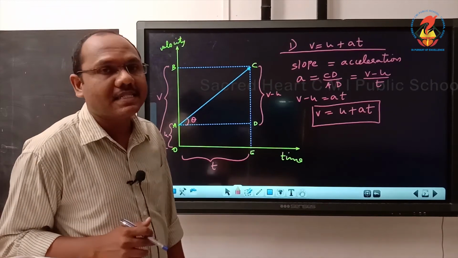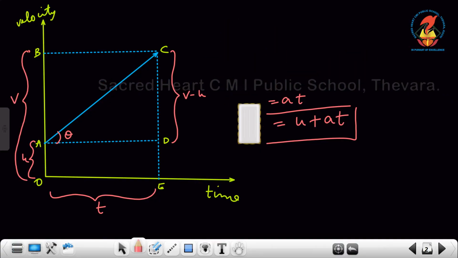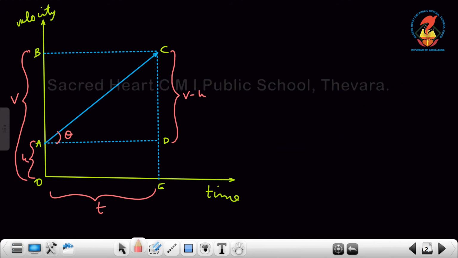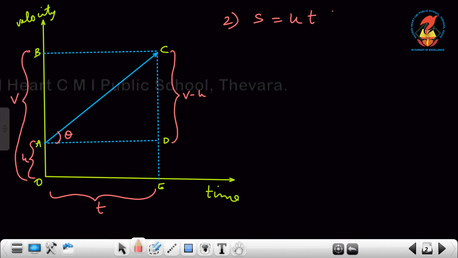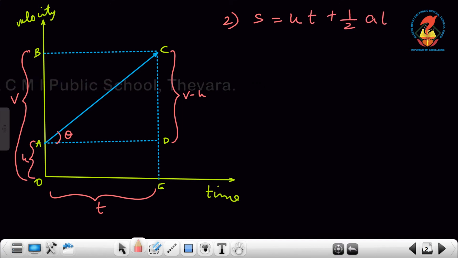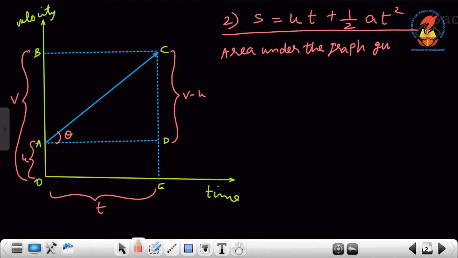Now let us see the second equation of motion. So what is the second equation of motion? S is equal to ut plus half at square. We have to derive this. For that, I will find the area under the graph. Area under the graph gives displacement.